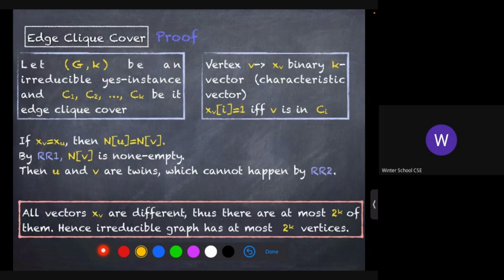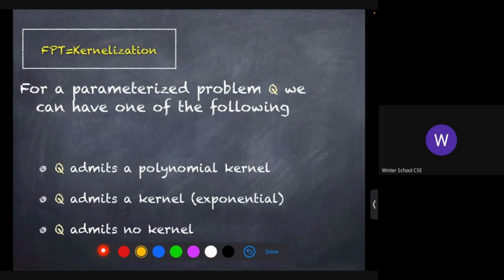Okay, so far we speak about parameterized problems, and if you have a parameterized problem Q, we have one of the following options, right? We know what could happen. Q admits a polynomial kernel, could happen. Q admits just a kernel. The kernel could be of exponential size. And also, maybe it could happen that the problem Q doesn't admit a kernel at all.